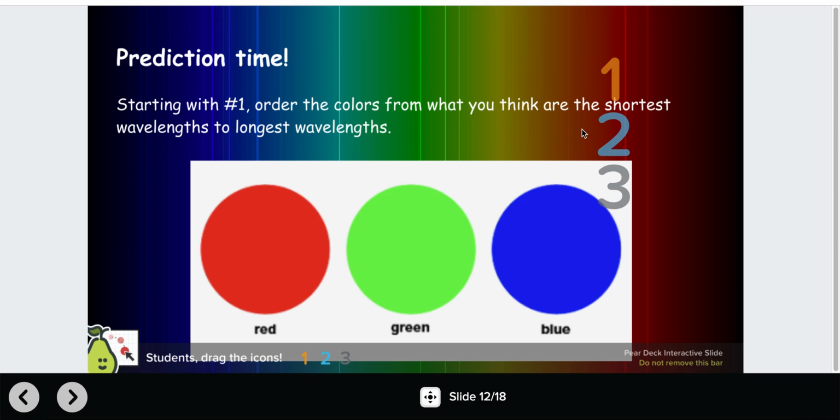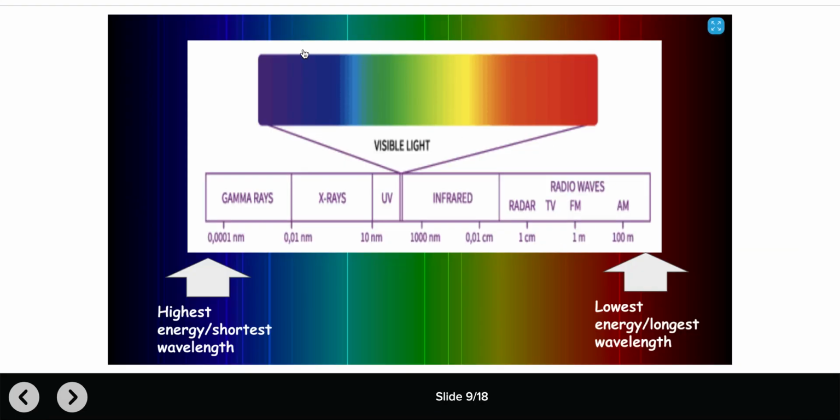Alright, did you pick your order? So let's start with the shortest wavelength. The shortest wavelength of light is blue. So if you think back a few slides, at the very beginning, blue was all the way at the beginning with indigo, so that would be the shortest wavelength of color.